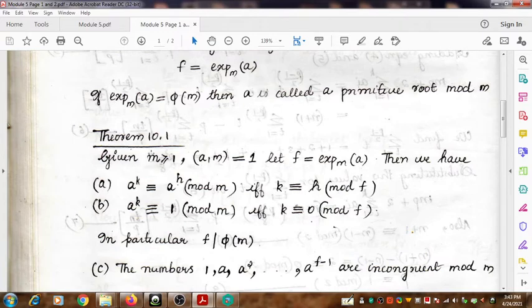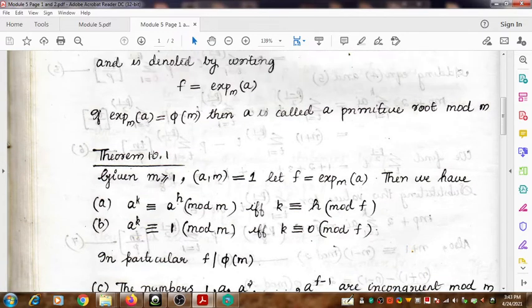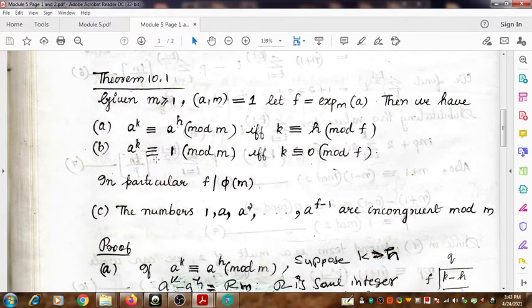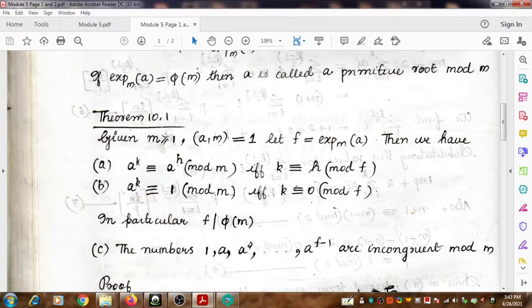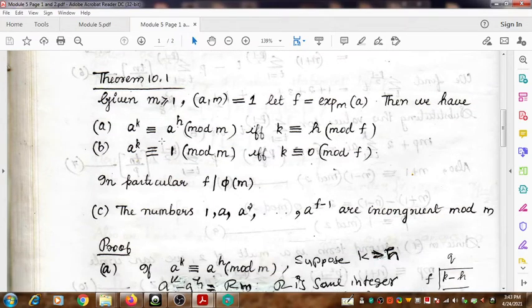Now we can discuss some of the properties of the exponent of a given number a modulo m. There are three results given here in theorem 10.1, and that result can be proved. We are going to prove that result. So let's go through the statement of the result.